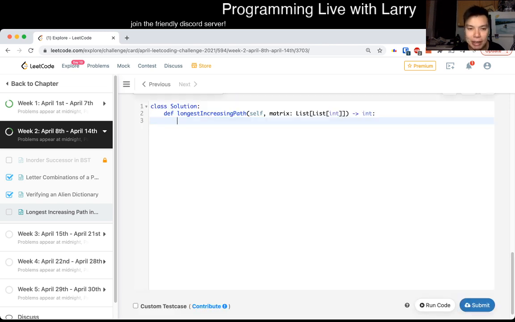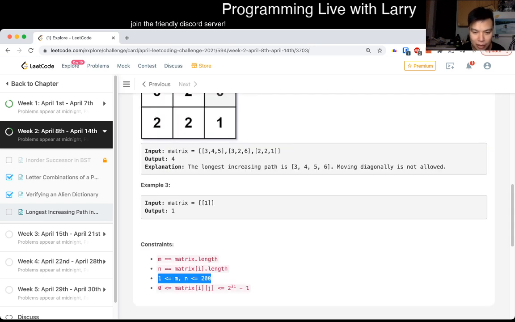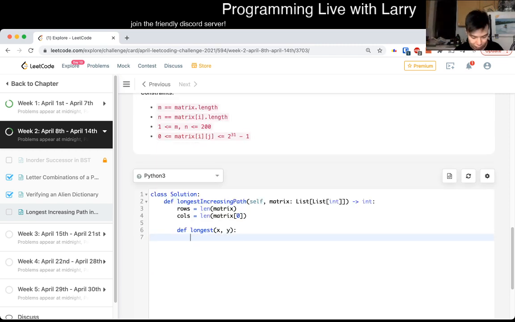With most dynamic programming, one is recognition, and two is just trying to figure out how to get to a good place. And here we can start by saying rows is equal to the length of matrix, columns is equal to the length of matrix of 0. Okay, so we don't have to worry about empty input. And then we just define longest of x, y. Then we can start with best equal to 0, and we return best at the end.